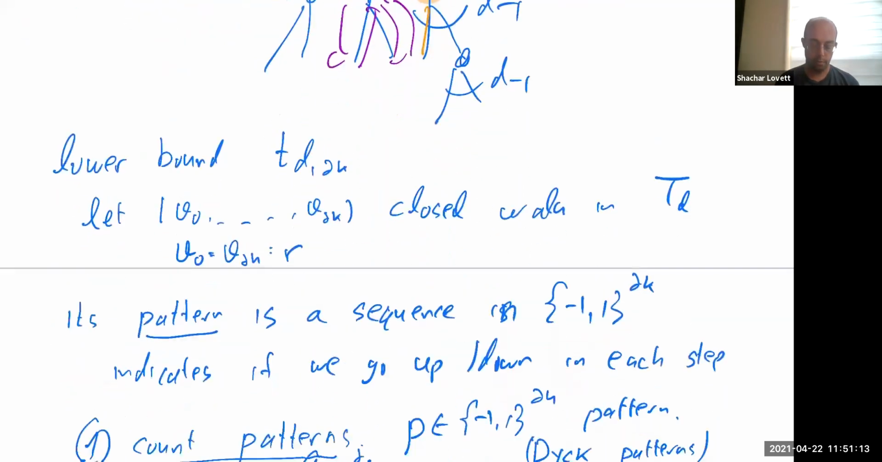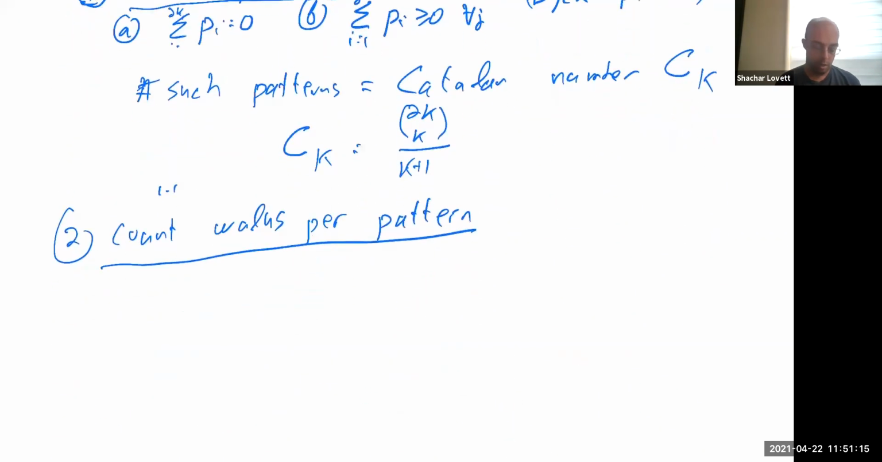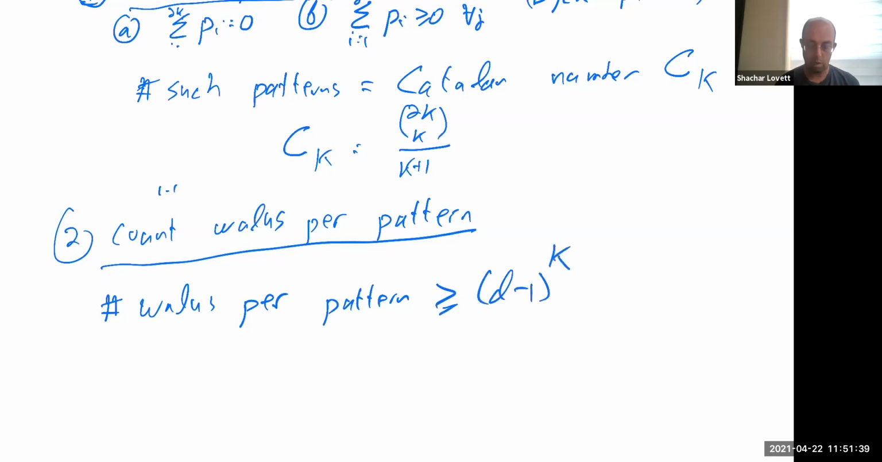So overall, going back here, the number of walks per pattern: a pattern is always going to have k steps going down and k steps going up. Again, the k steps going up have no freedom. They have to go up. But the ones going down, you have either D or D minus 1 options. So either way, that's going to be at least (D minus 1) to the k.